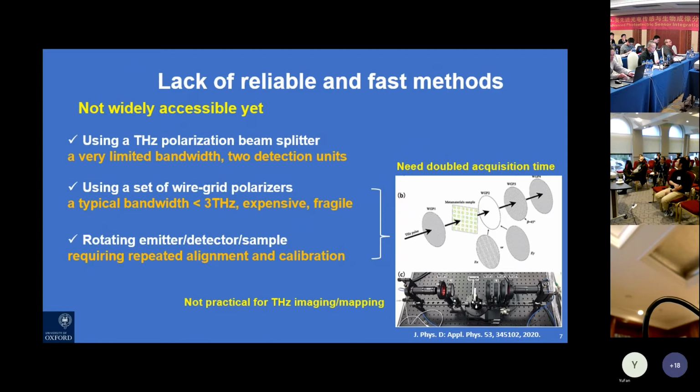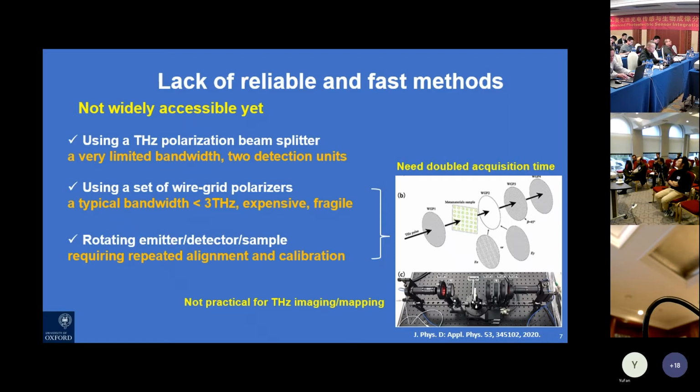One is to use a terahertz polarization beam splitter. Because the terahertz polarization beam splitter is still under development, this method has very limited usage at this moment. The second method is to use a set of wire-grid polarizers like this. As wire-grid terahertz polarizers are already commercially available, this is the most commonly used technique in current terahertz setups. But the wire-grid polarizer has a limited bandwidth of less than 3 terahertz, and they are expensive and fragile.